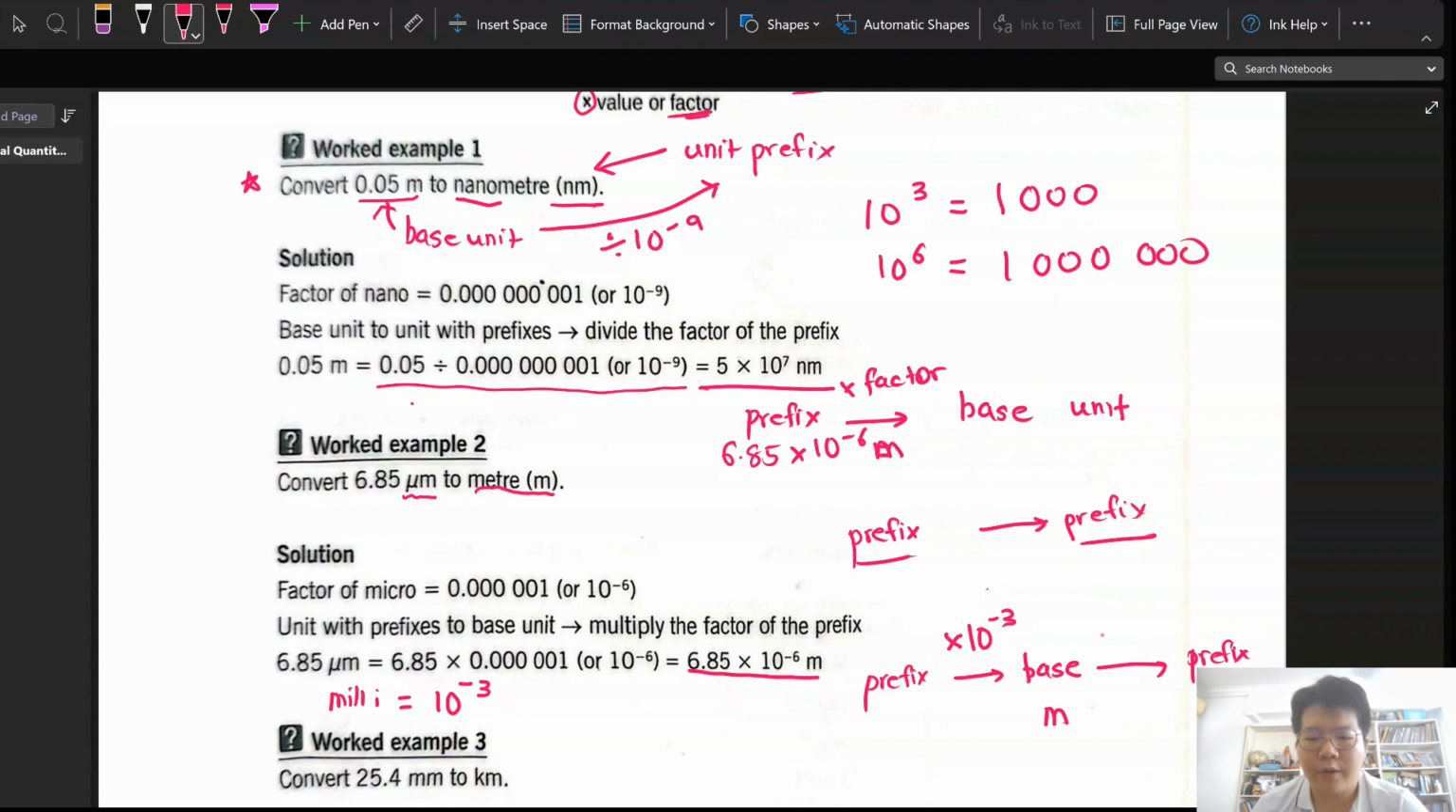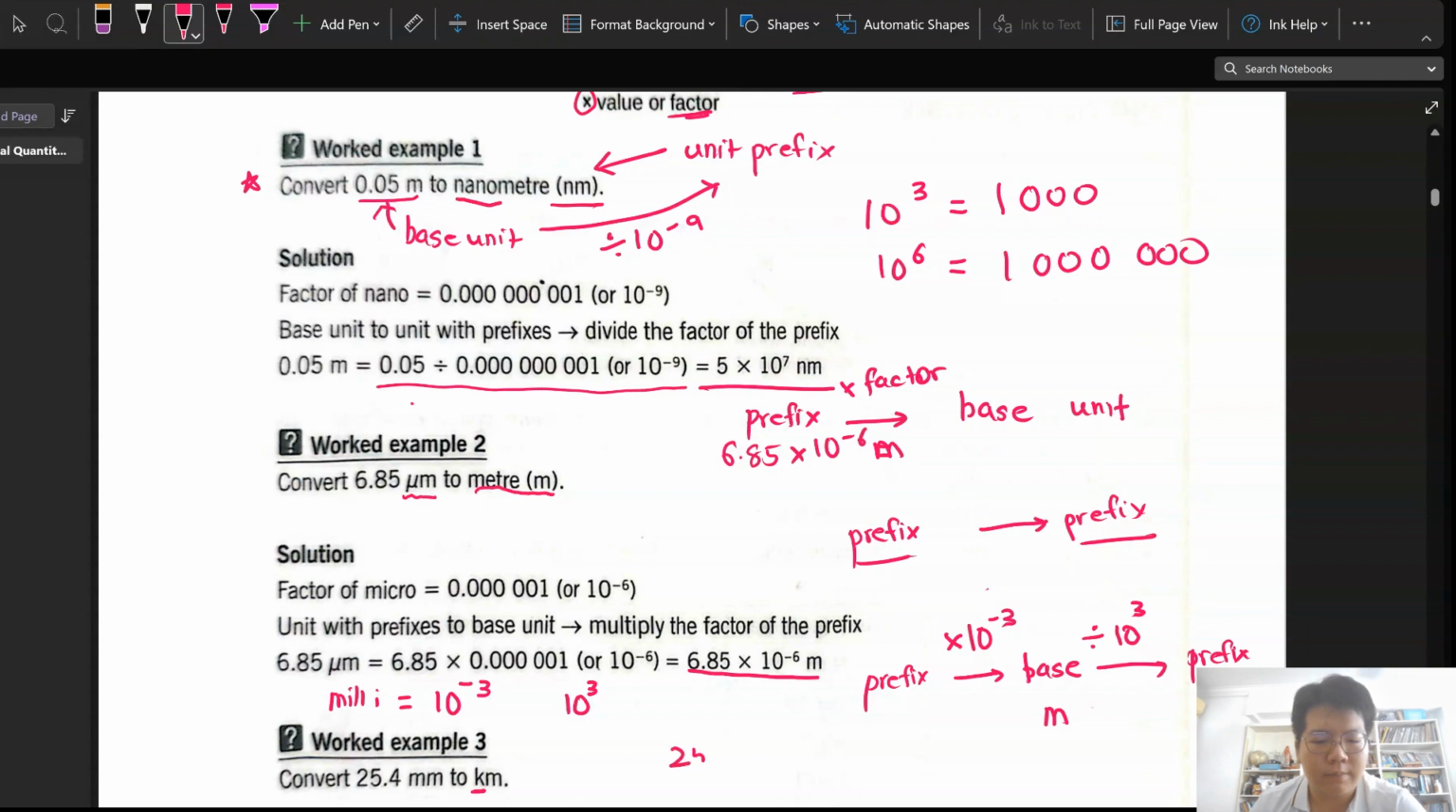Next, we want to convert the base to a prefix. Again, you have to memorize this: for conversion of a base to a prefix, you divide by the factor. Obviously it's divide, and then let's look at the factor. In this situation, we are converting into kilo, and if you have memorized it, the factor for kilo is 10 power 3. So you have to divide by 10 power 3. To convert from mm to km, we first times 10 power negative 3, and then divide by 10 power 3.